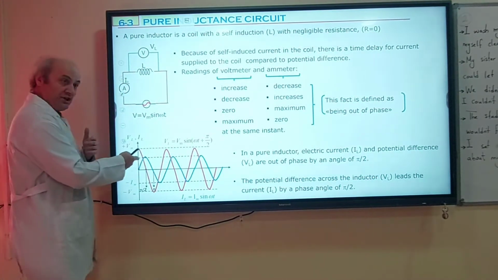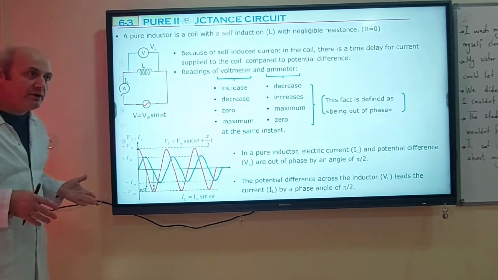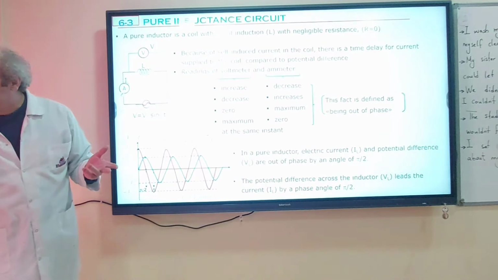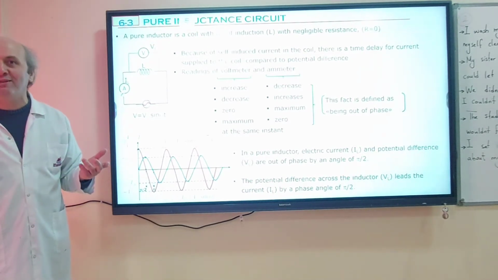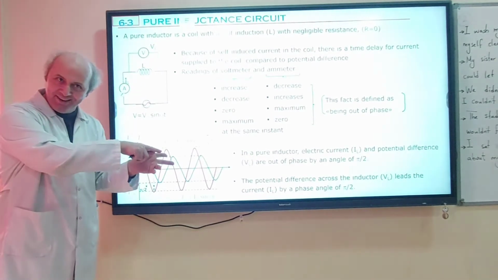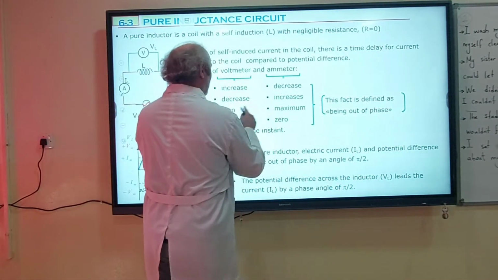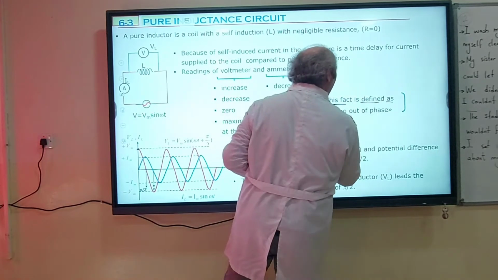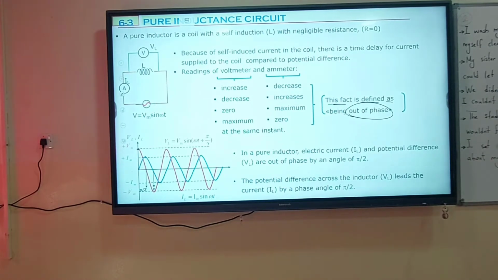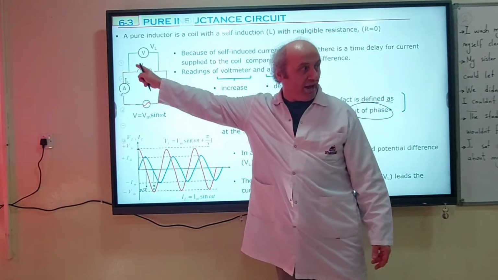Now, can you say that they are in phase now? No, they are not increasing together. They are not 0 together. They are not maximum together. So they are not in phase. If they are not in phase, which is called being out of phase. Yani you are going to be in phase or out of phase. So then, increase, decrease, decrease, increase, 0 maximum, maximum 0. This fact is defined as being out of phase. Electric current and the potential difference are out of phase in a coil, in an inductor.